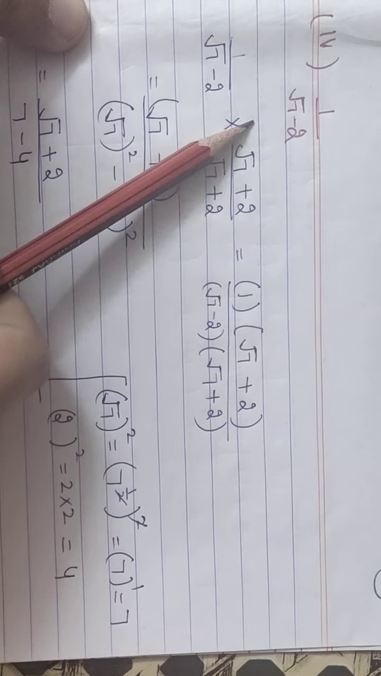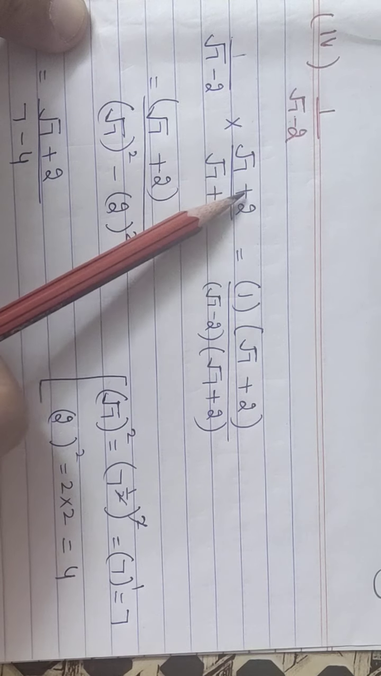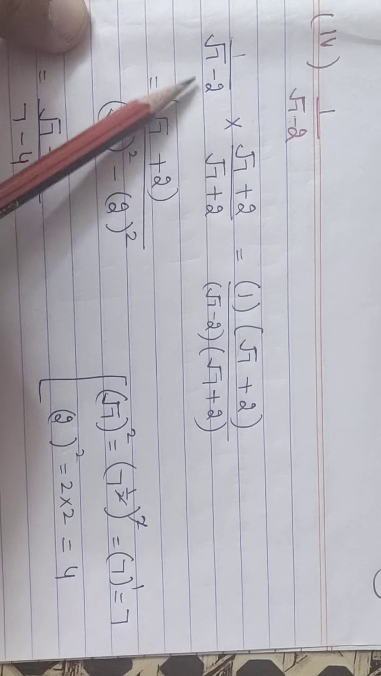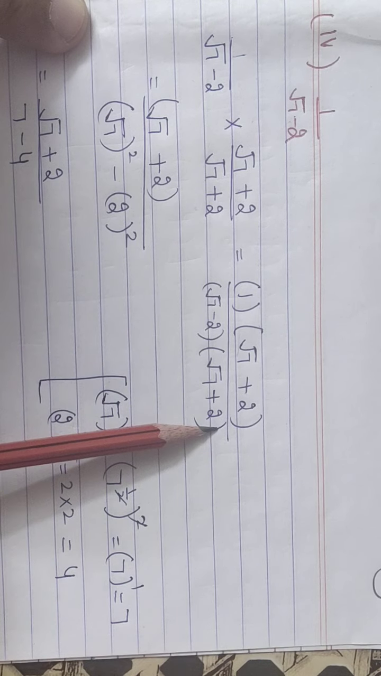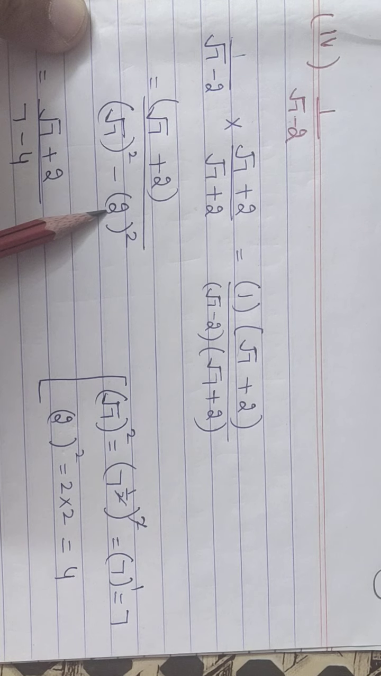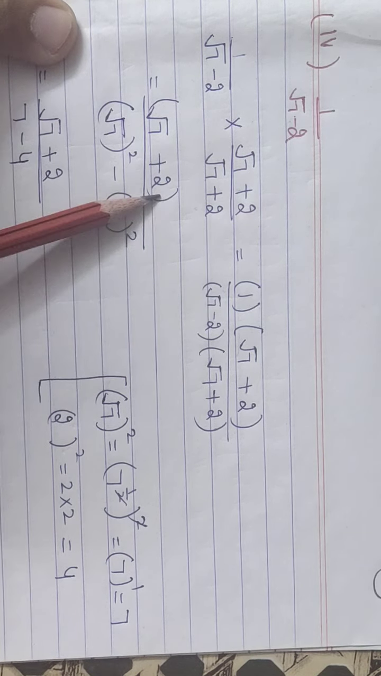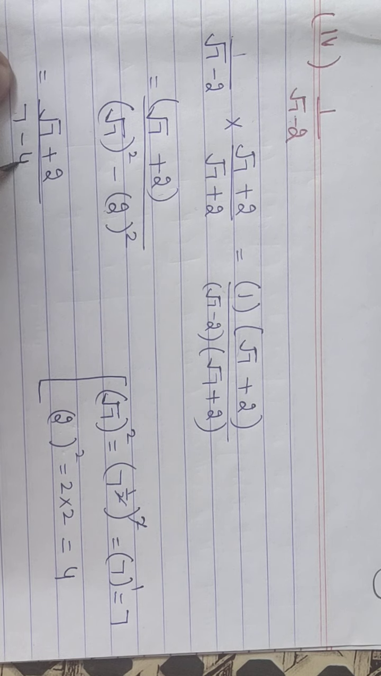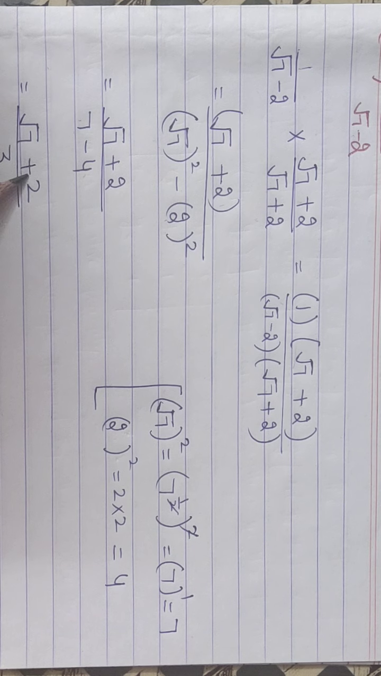1 upon root 7 minus 2. Here a negative sign is there. We just change the sign, and multiply and divide by root 7 plus 2. So 1 is multiplied with it, and denominator is multiplied with denominator. Here (a minus b)(a plus b) gives a square minus b square. Root 7 square is 7, 2 square is 4. 7 minus 4 is 3. And the numerator is as it is.